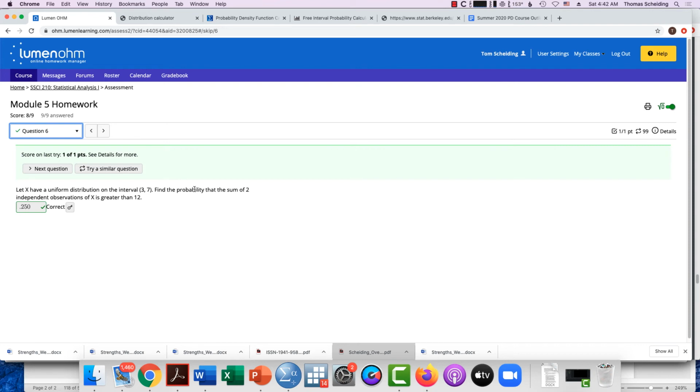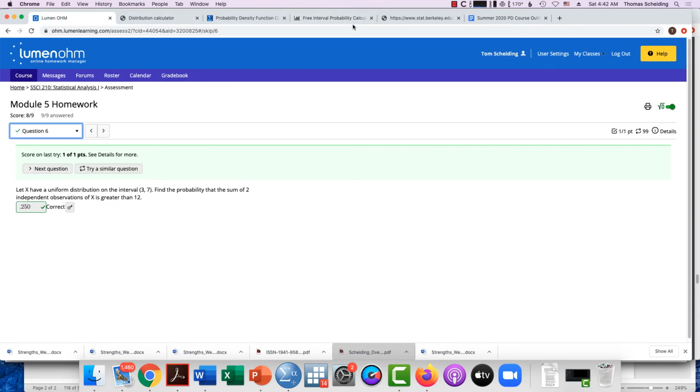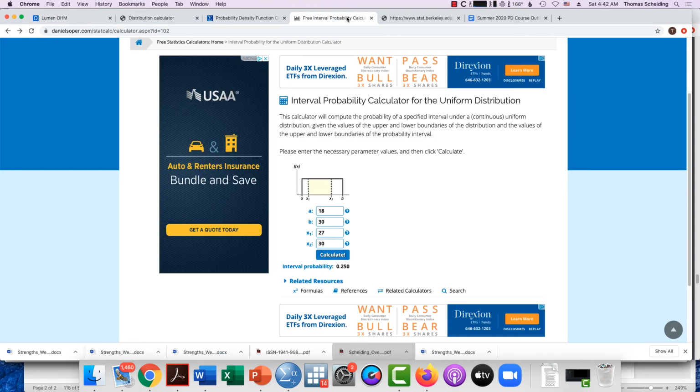Interval 3, 7, probability that the sum of the two independent observations of x is greater than 12. Okay. That would mean then that, going back to this, 3 and 7, it's greater than... oh no, sorry, this is not going to reflect that. Sorry, this is actually me solving someone else's. But I would use this interval probability calculator to do exactly that work here.